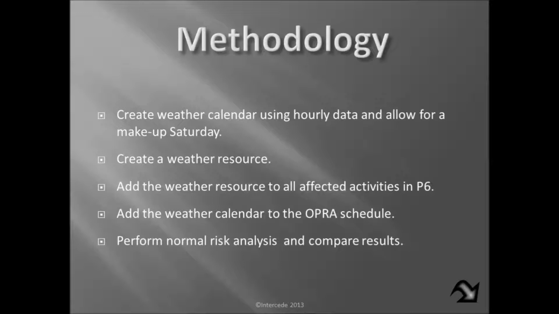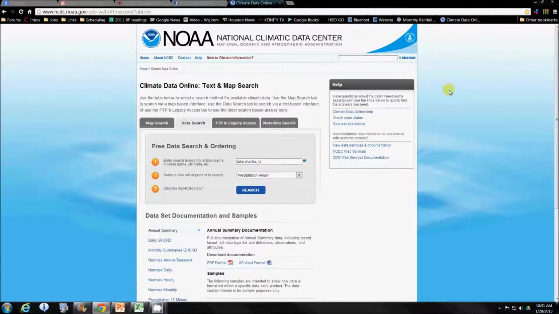And once we create the weather calendar using the hourly data, we're still going to allow for the same makeup Saturday, and then we're going to create a weather resource. Now we're not doing anything differently than what we did in the rain delay. The big difference here again is that we're actually going to try to determine the P10, the min and the max, using data analysis. So we're going to create the weather calendar as a resource for all affected activities in P6, add the weather calendar to the schedule, and then perform the analysis.